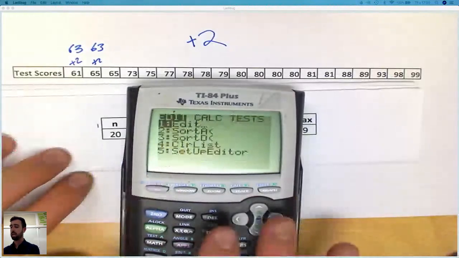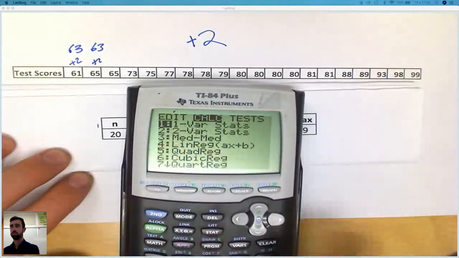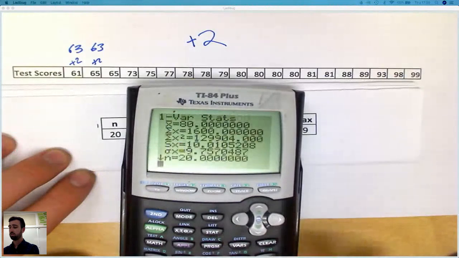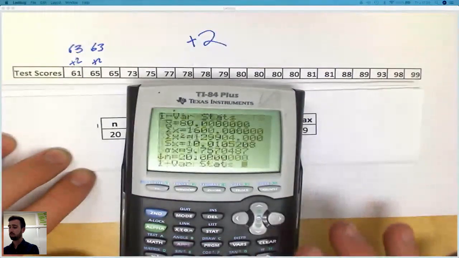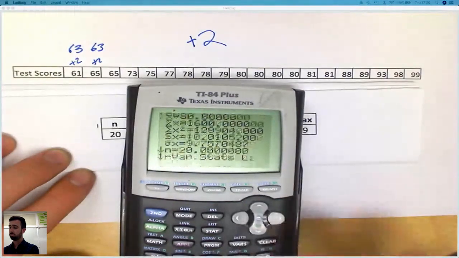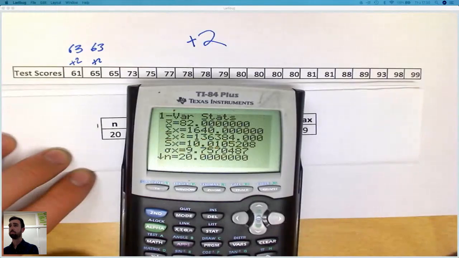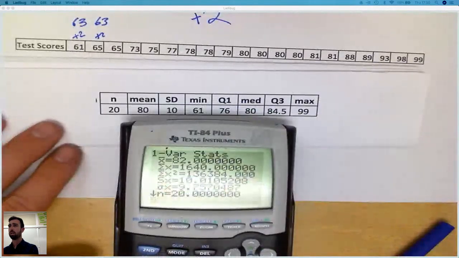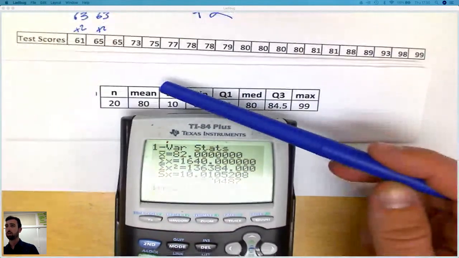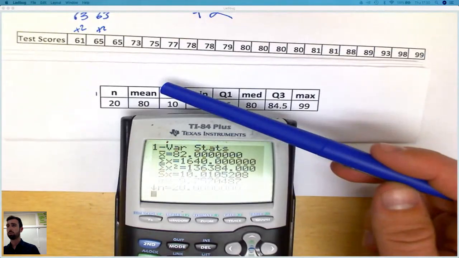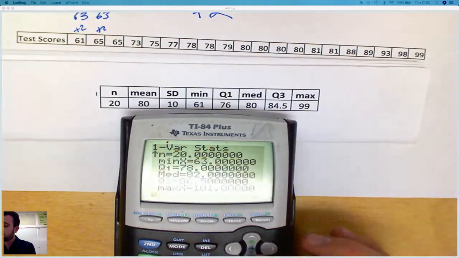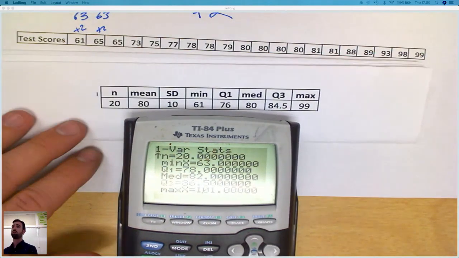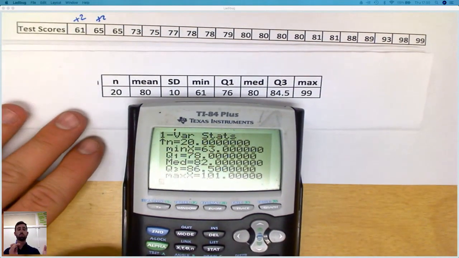So let's go Stat, calculate one variable statistic, L2. And look at that. Our old data set had an average of 80. Our new one has 82. Our old data set had Q1 at 76. Our new one has it at 78. So all it did was shift it up.